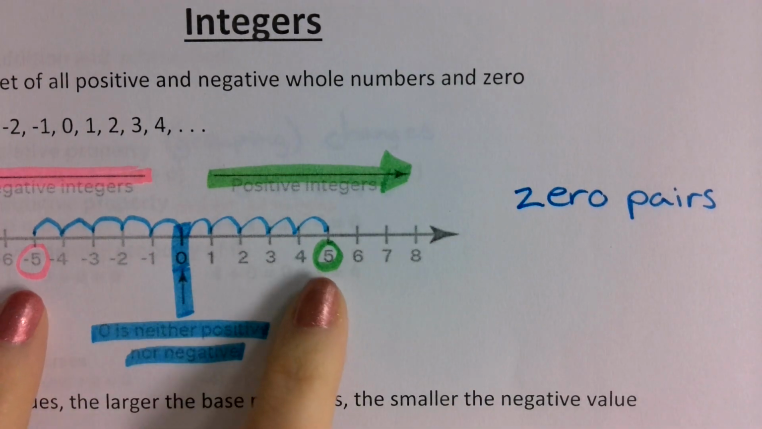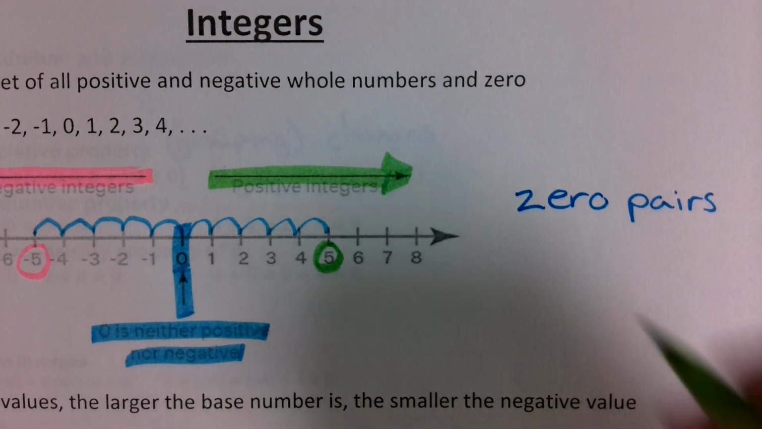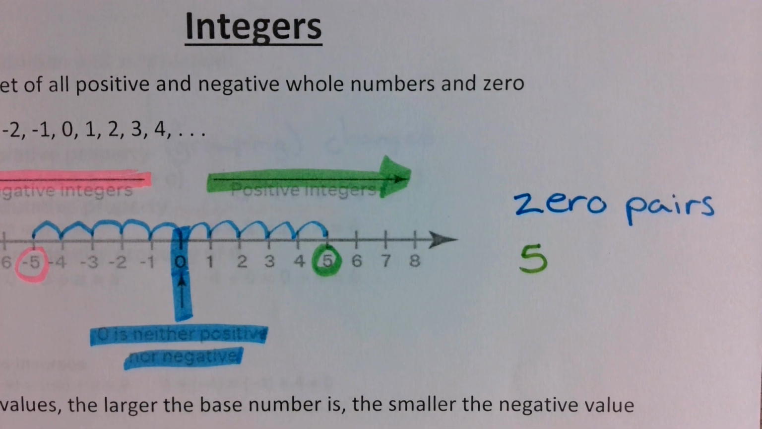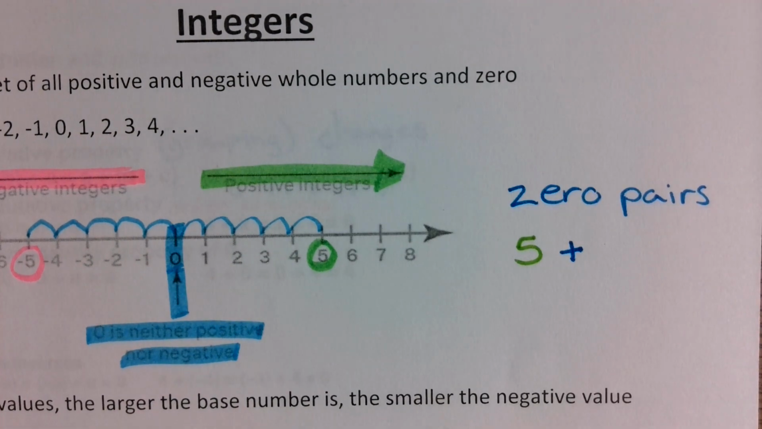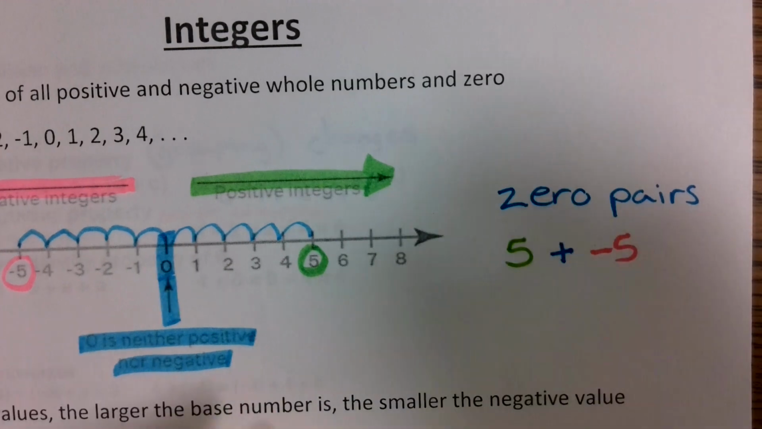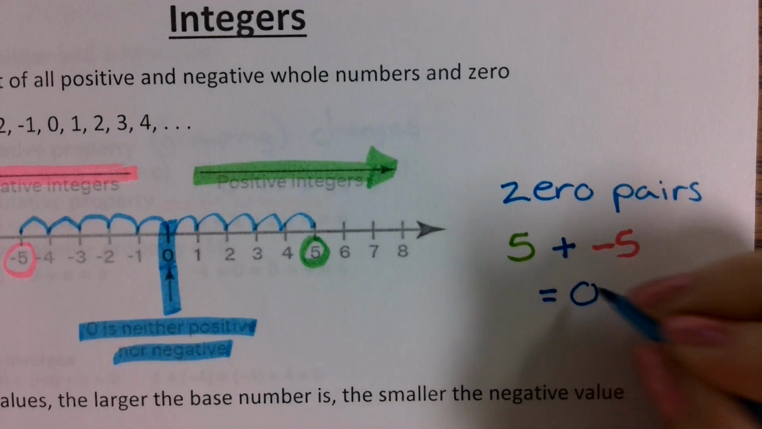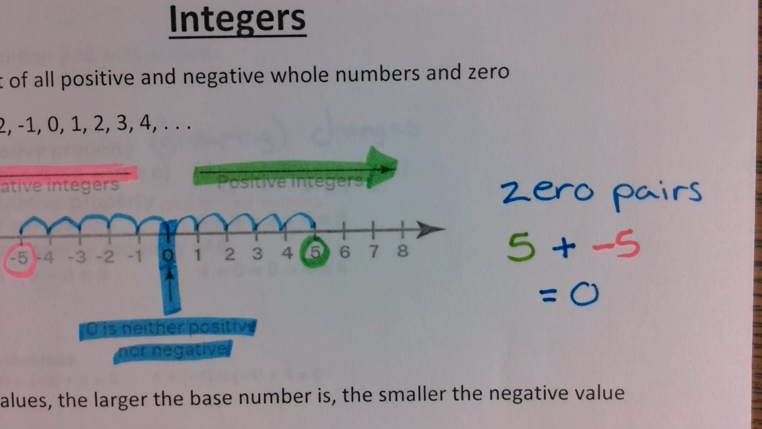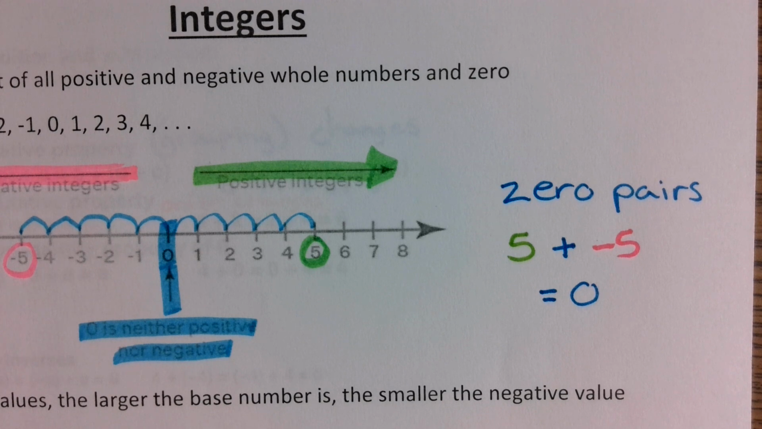So if we take a look at these two numbers that we have located here, we have a positive 5 and we have a negative 5. When we add that positive 5 and that negative 5 together, it's going to come out to 0. That's what creates what we call a 0 pair. They are additive inverses to each other.